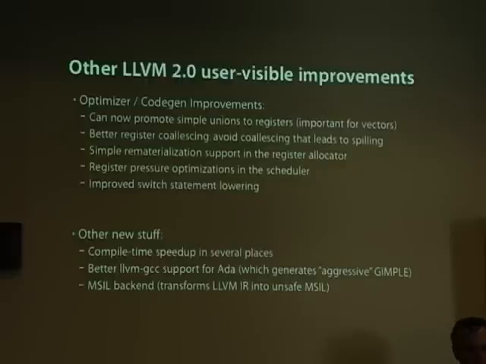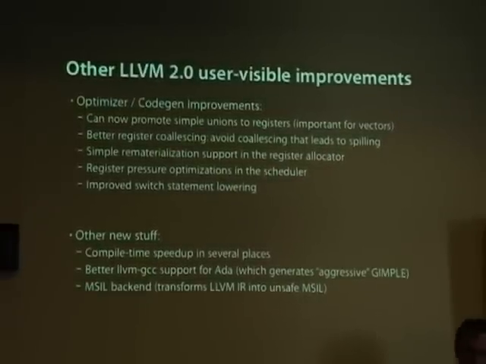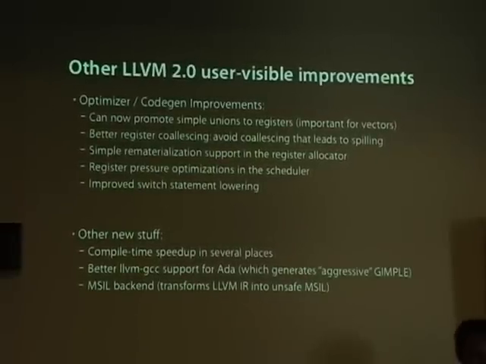So if you take a vector and you have a union with a vector and an array of floats in it, you store into those floats and use the vector, well, now that will become a pinsrw instruction in SSE, for example. There's better switch statement lowering, there's better register pressure minimization algorithms, stuff like that.